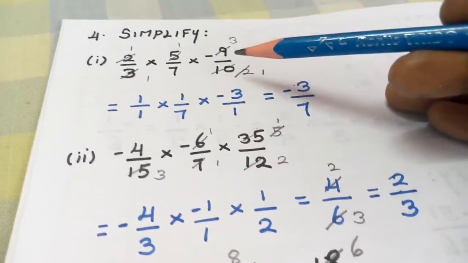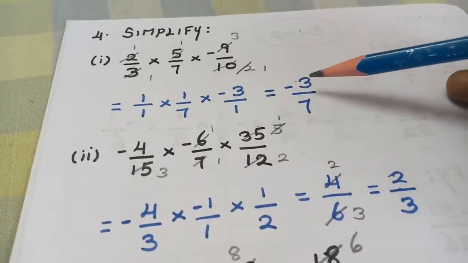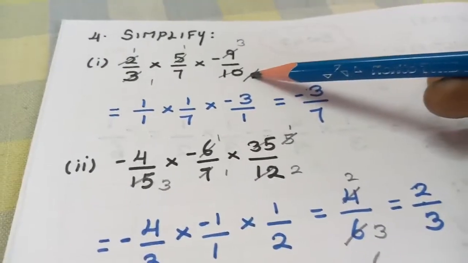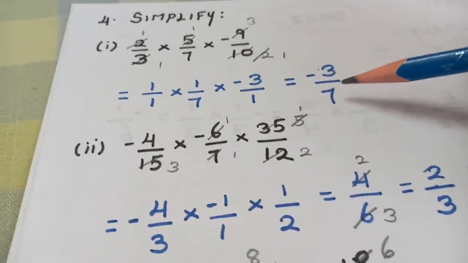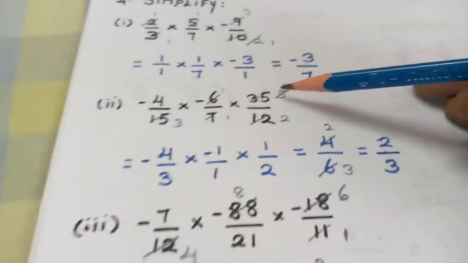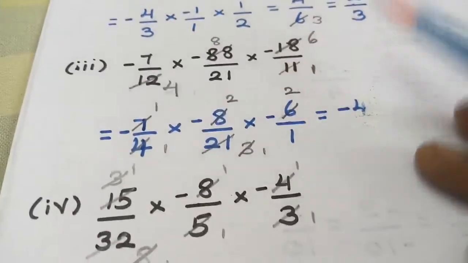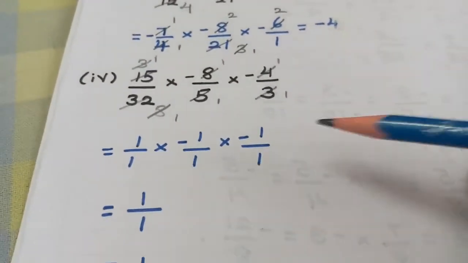After cancelling, you will get the value as minus 3 by 7. I have cancelled in one method. You can try any other method of cancelling, but the final answer must be the same, minus 3 by 7. And this is the way of doing it for 3 rational numbers; you can cancel the terms.